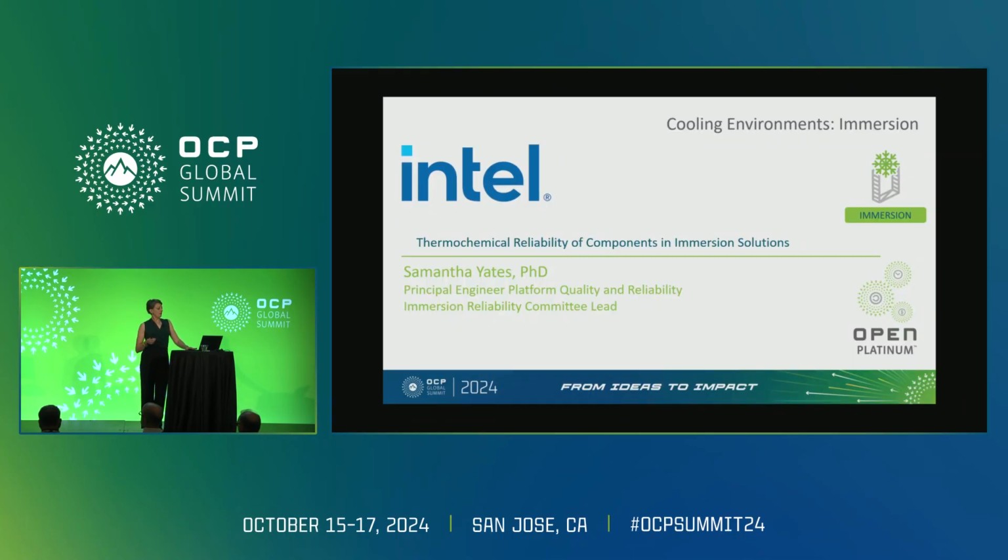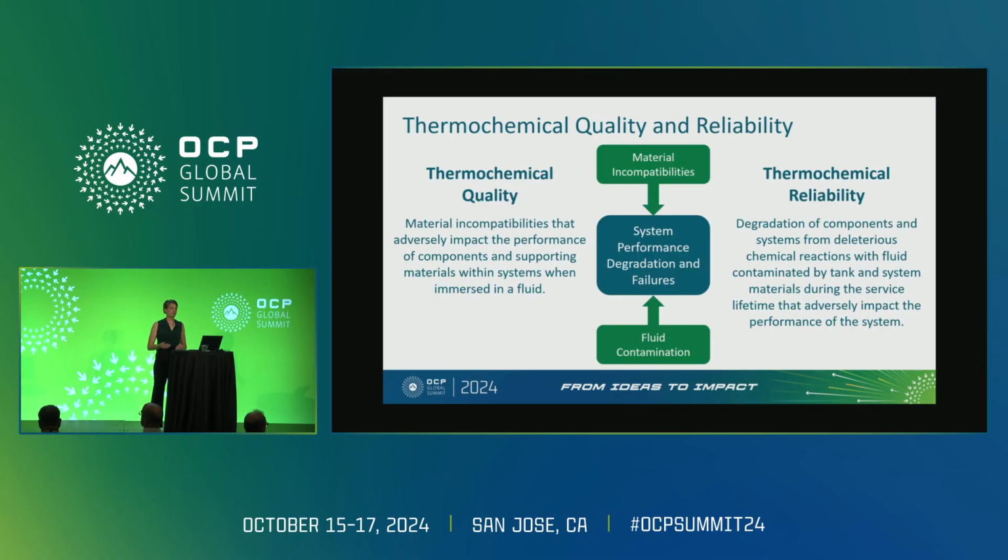So, again, for those of you that were in my previous one, I wanted to revisit this concept of thermochemical quality and reliability. Again, this is a new terminology that we're really communicating within the community, especially with immersion: thermochemical quality, material incompatibilities. Thermochemical reliability is the incompatibilities that then impact your fluid. So we want to look at both of those as a function of what is the overall reliability of a component within an immersion solution, because the immersion solution has more than just a single component. It is an entire solution.